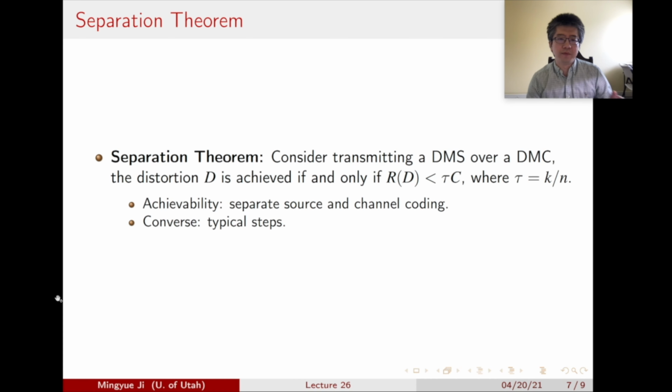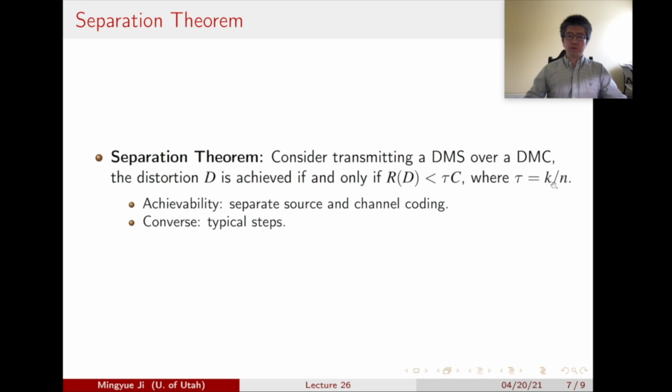The interesting thing here is that this approach is asymptotically optimal, which means that when k goes to infinity, this is optimal. We can show this is a sufficient and necessary condition: R(D) has to be less than tau times C, where tau is the ratio between the source block length and the channel block length.